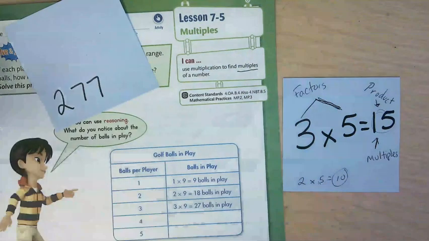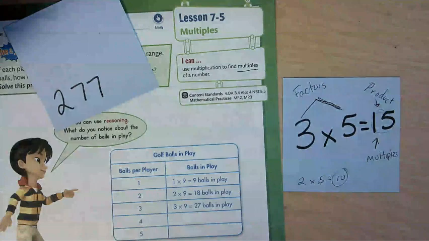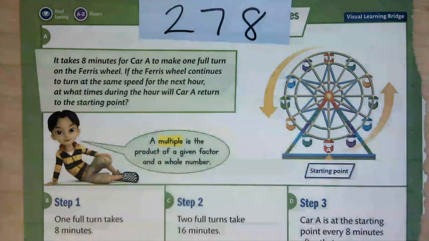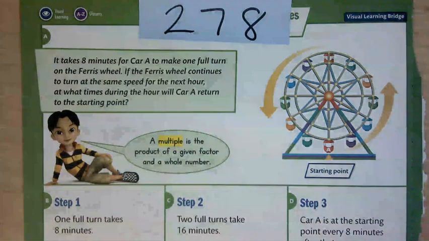All right, let's go ahead and check out on page 278 what we've got there. So here we are on page 278. I'm going to go ahead and read right up here while you get to that page. It takes 8 minutes for car A to make one full turn on the Ferris wheel. If the Ferris wheel continues to turn at the same speed for the next hour, at what times during that hour will car A return to the starting point?